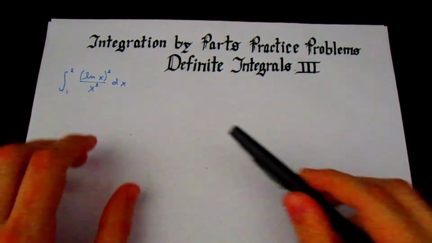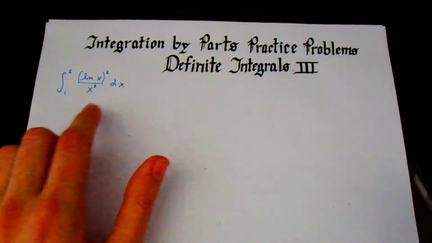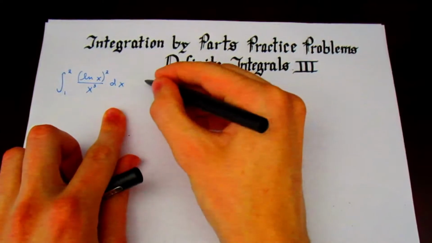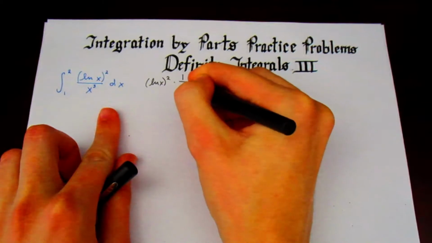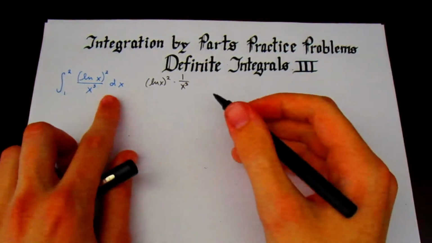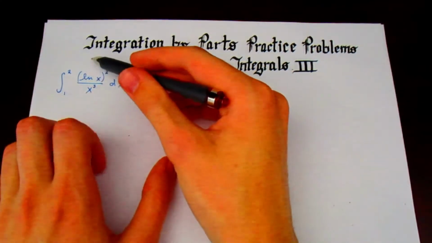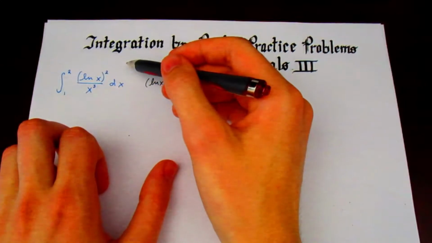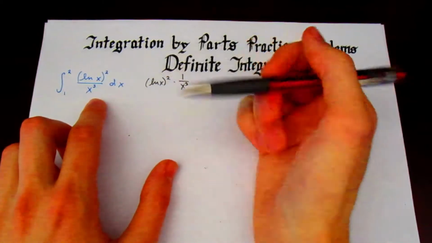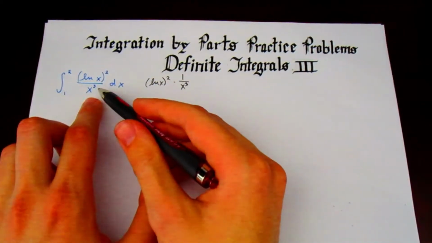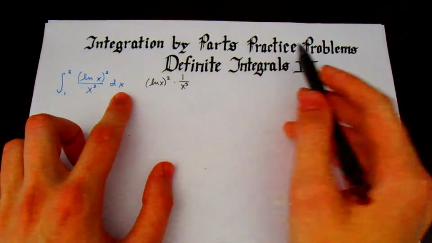So let's get started. This is essentially a product. It looks like a fraction, therefore it looks like a quotient. But if you think about this, this is the same as the natural log of x, quantity squared, times 1 over x cubed. If you tried a u substitution, setting u equal to natural log of x, the derivative of natural log of x would be 1 over x, but we have 1 over x cubed. So you can't really use u substitution; you have to use integration by parts in this problem.